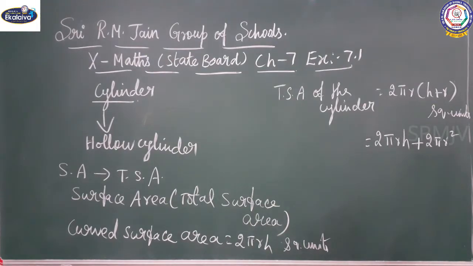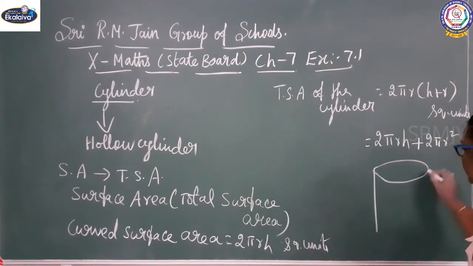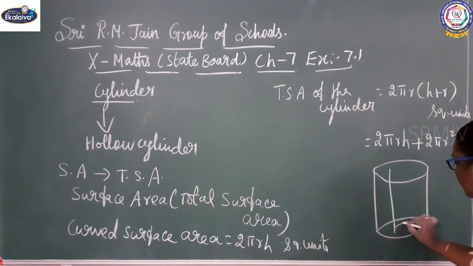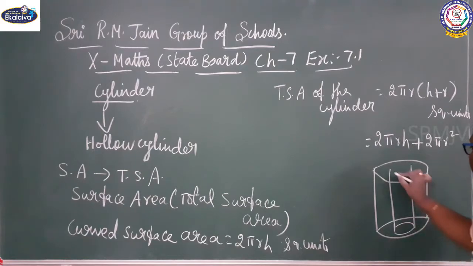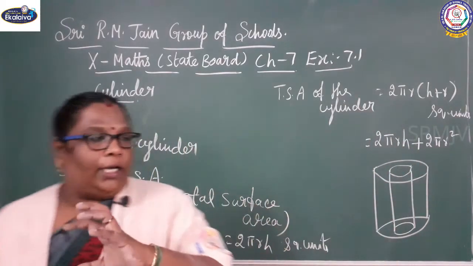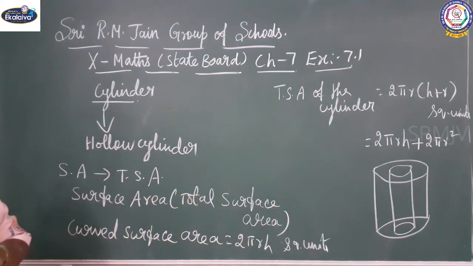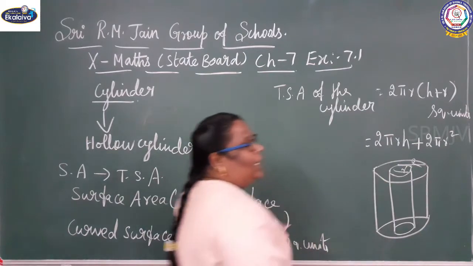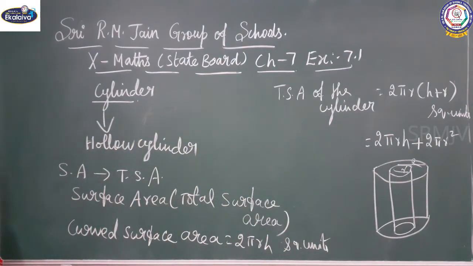Now we move on to the hollow cylinder. This is the shape of the hollow cylinder. A hollow cylinder has an inner radius and an outer radius. This is the inner radius, small r, and this is the outer radius, capital R.